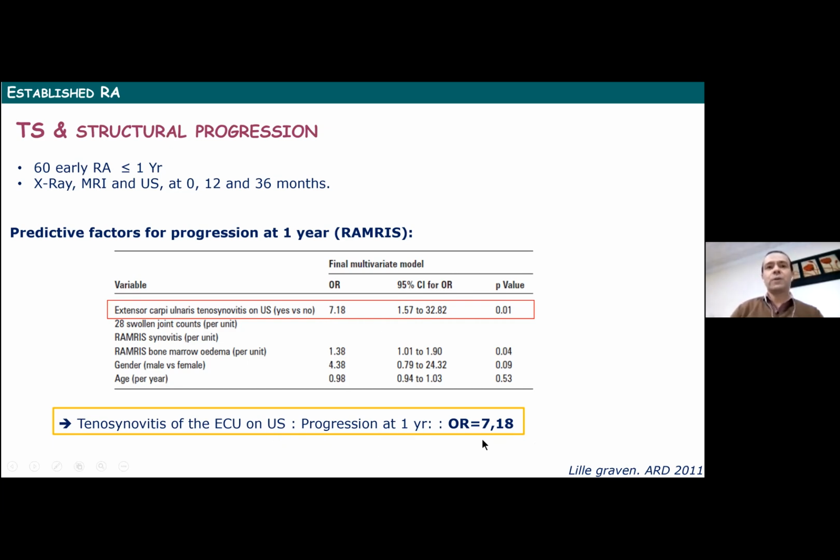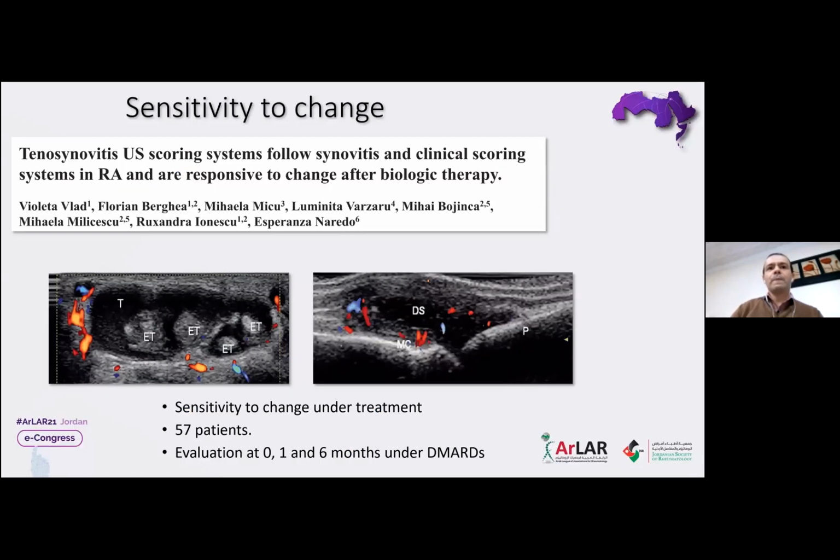The authors concluded that when performing imaging in early rheumatoid arthritis, we have to check for the existence of tenosynovitis of extensor tendons, especially ECU, to have an idea about the further evolution of the rheumatoid arthritis patient. So tenosynovitis is important in diagnosis, in prognosis, but also it is as sensitive to change as synovitis.